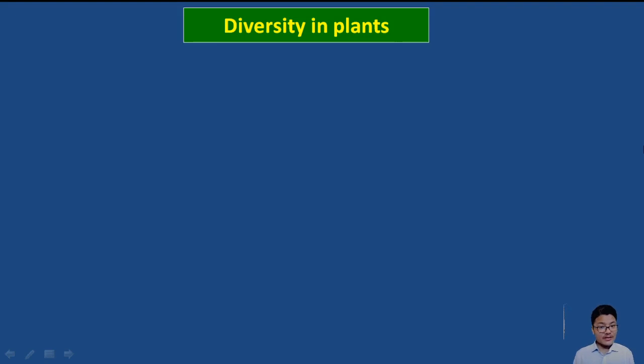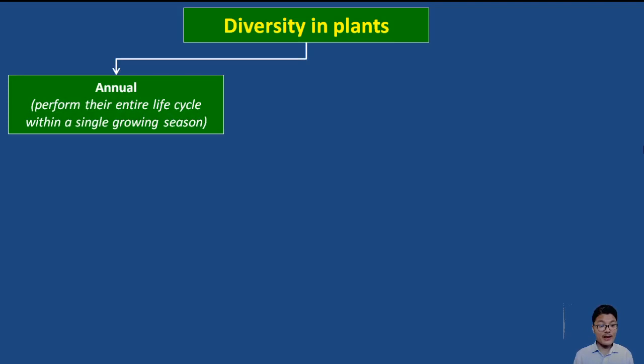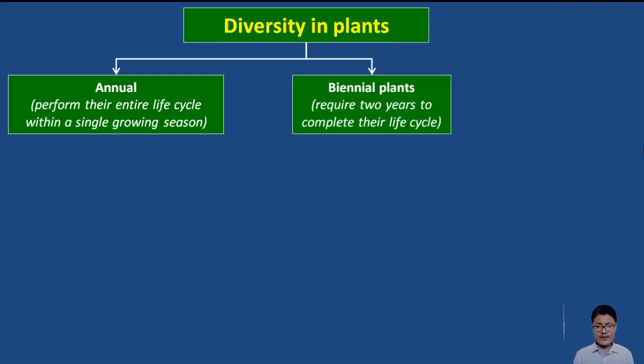Now, there are diverse living organisms existing on planet Earth. Similarly, we have different plants. So there is a diversity of plants existing on this planet Earth. Some plants are annual plants, which perform their entire life cycle within one single growing season. They annually complete their life cycle. In the case of biennial plants, they require 2 years to complete their life cycle.